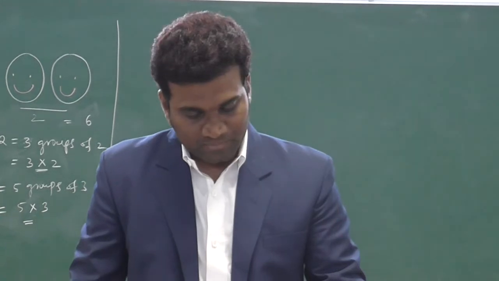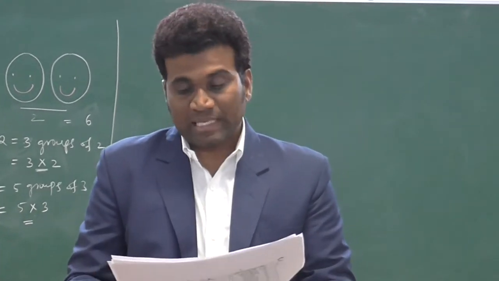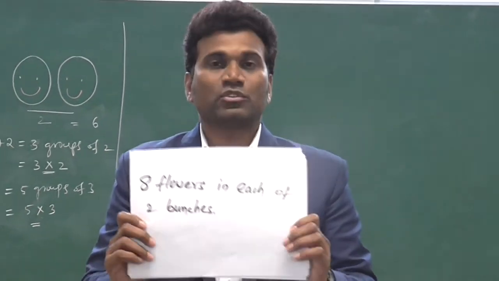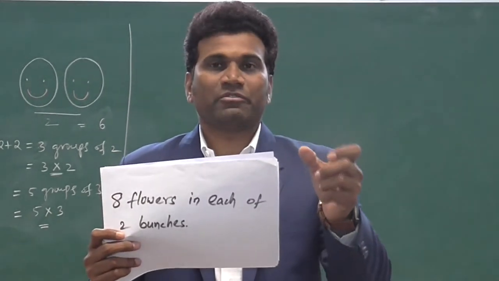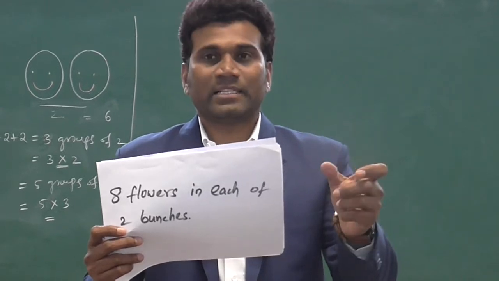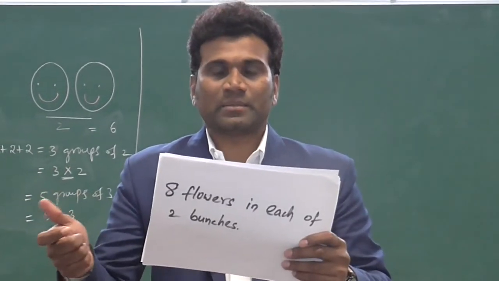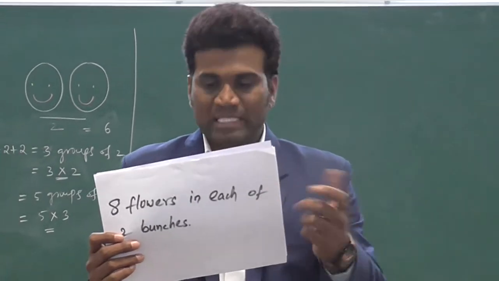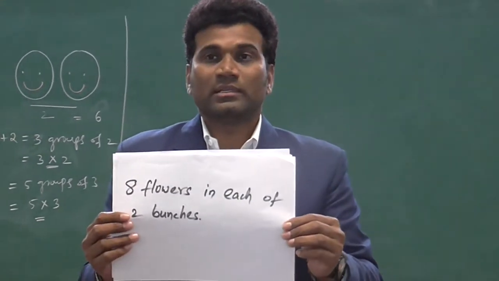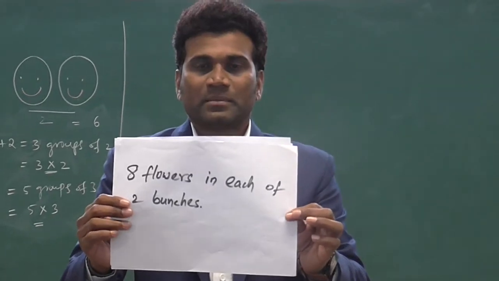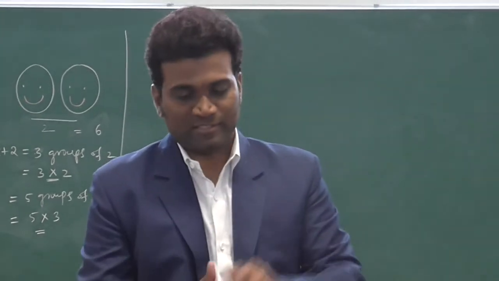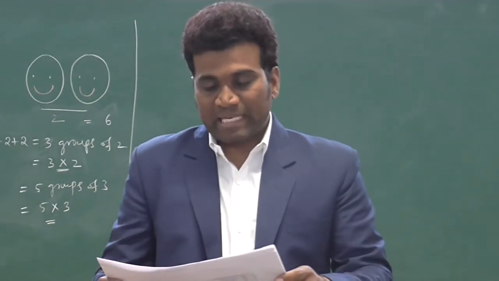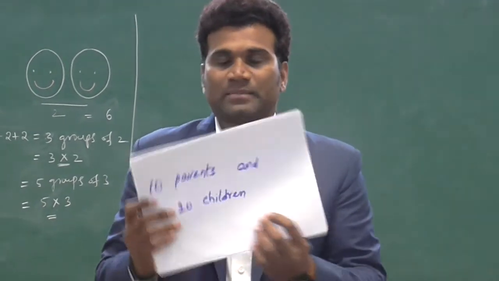And next, 8 flowers in each of 2 bunches. 8 flowers in each of 2 bunches means there is a bunch of flowers of quantity 8. Again another bunch, which are of the same kind, and each group has the same number of elements. So clearly it comes under multiplication.